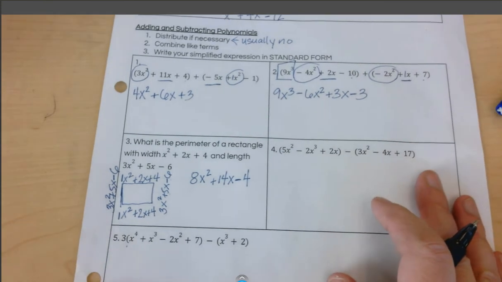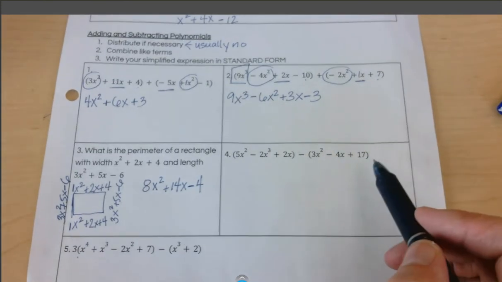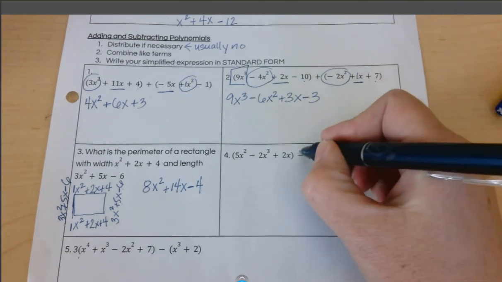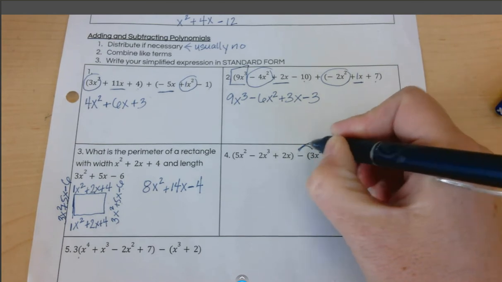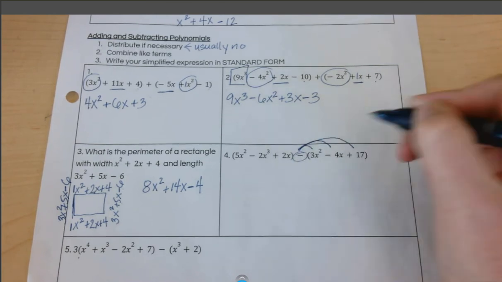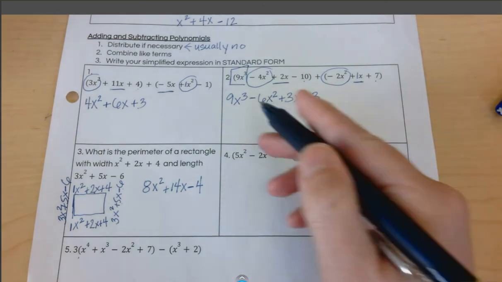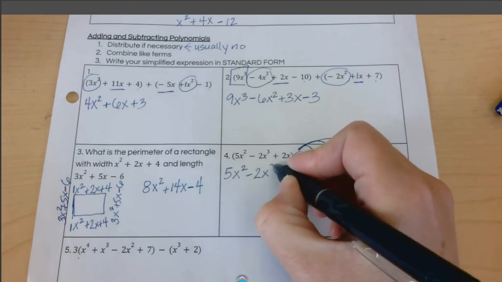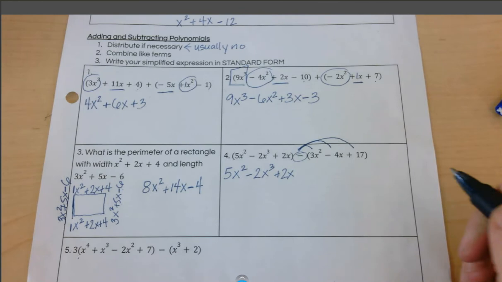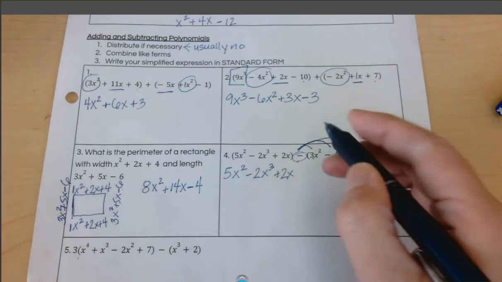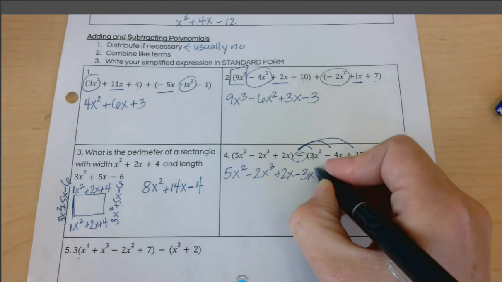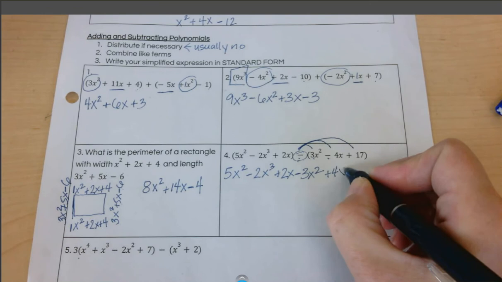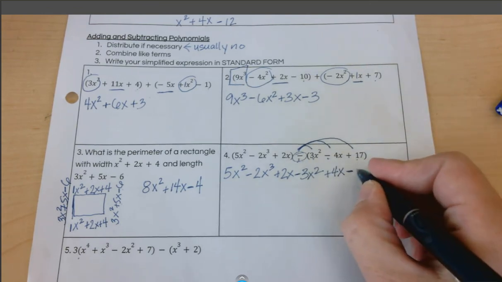All right, try your subtraction problem again before listening in. But when you start to check it, make sure you have distributed your minus to everything in the second set of parentheses. So this minus distributes. Bring down the first one. You don't need the parentheses anymore. And then when I distribute the minus, it becomes minus 3x squared. Minus makes a plus 4x. And then minus 17.